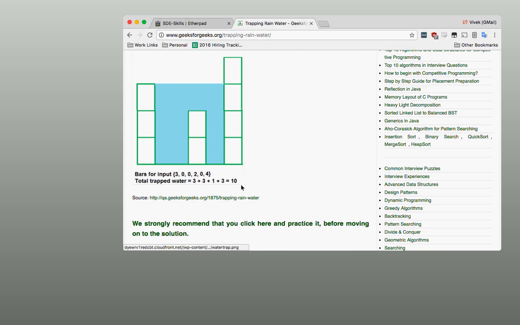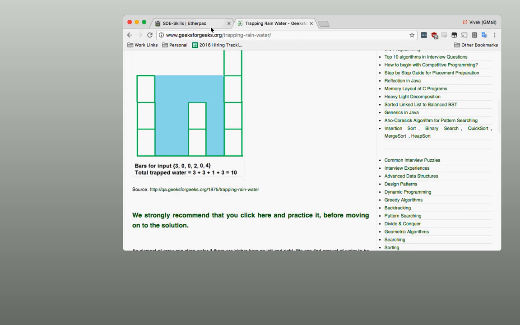Okay, if you have a bar graph like this, how much water will get trapped? The idea is that the maximum water level here is 3. So in this column you will store 3 units of water. In the next column it's 3 units. In this column it's 1 unit. In this column it's 3 units. And obviously you won't be able to store anything here. So the height is determined by the maximum value that you have, the baseline. So far so good?